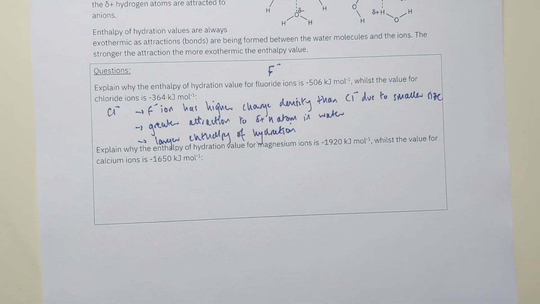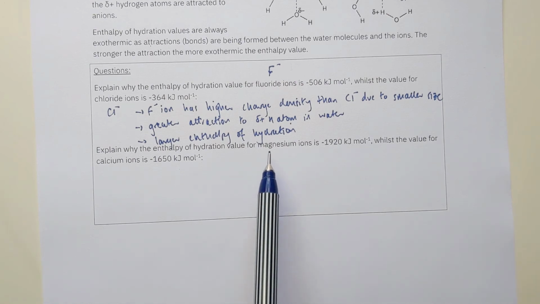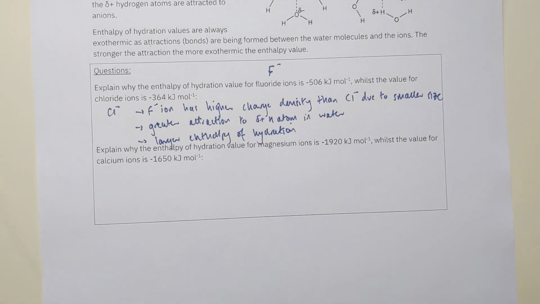Second example, explain why the enthalpy of hydration for magnesium is minus 1920, while the value for calcium is minus 1650. So the value for magnesium is bigger than calcium. Again, it's a similar kind of idea here. We've got positive ions. They're both in group 2, so they're both going to be 2+, Mg2+ and Ca2+. It's going to be with charge density again. Magnesium is slightly above calcium in group 2, therefore it's a smaller size, therefore that charge is concentrated in a smaller area, therefore a higher charge density.